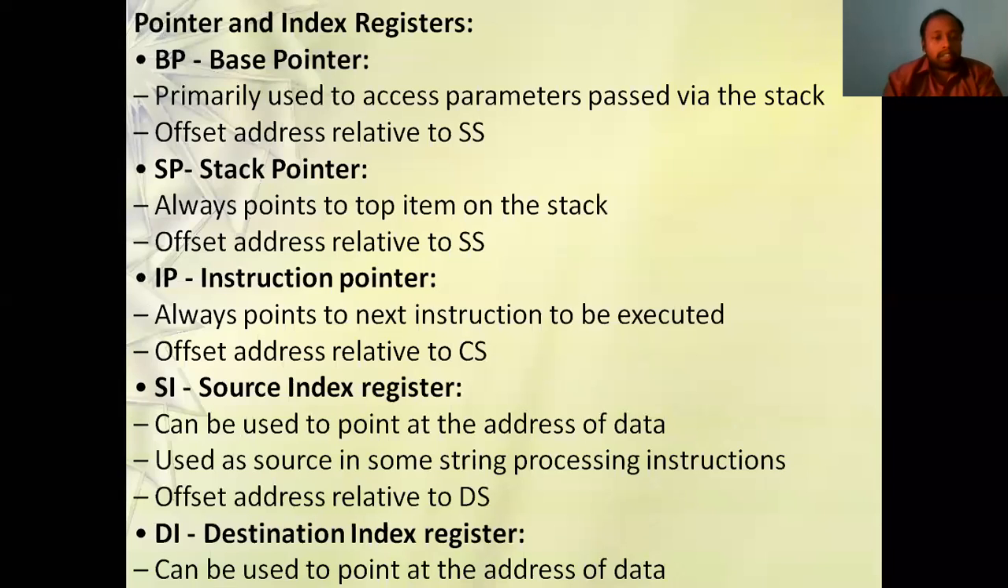And these are the pointer and instruction index registers. We have base pointers and stack pointers to store offset addresses, and the instruction pointer is used to store the address of the next instruction to be executed. The offset address is stored in the instruction pointer. The source index and destination index show the offset address of the data which is going to be processed in the execution part.